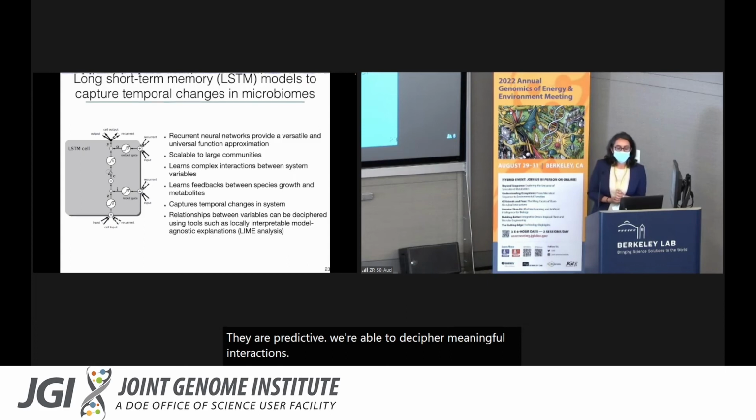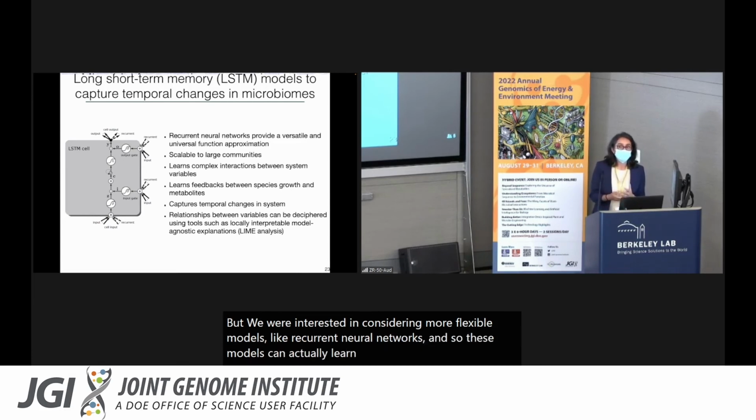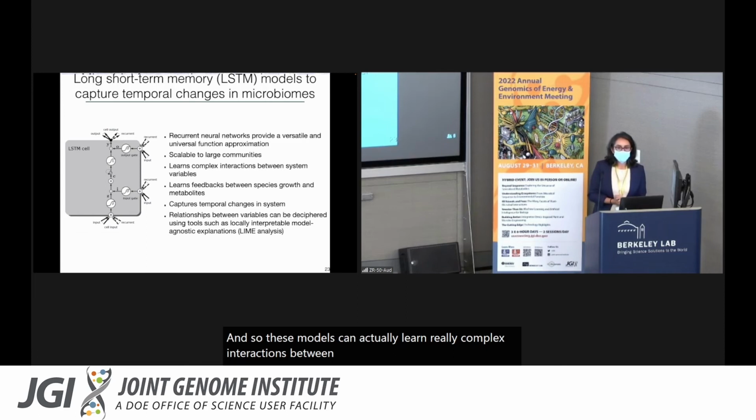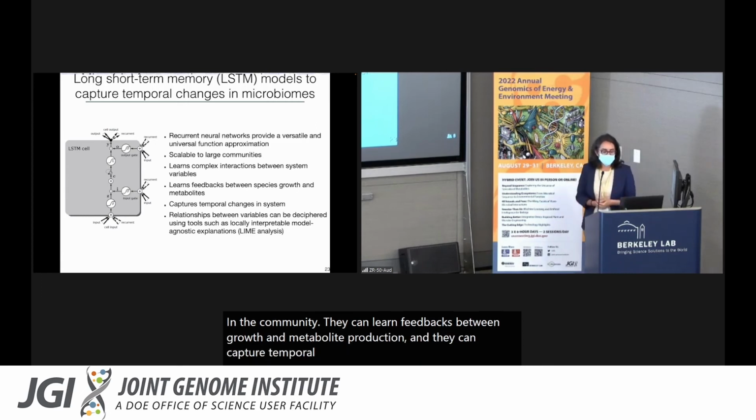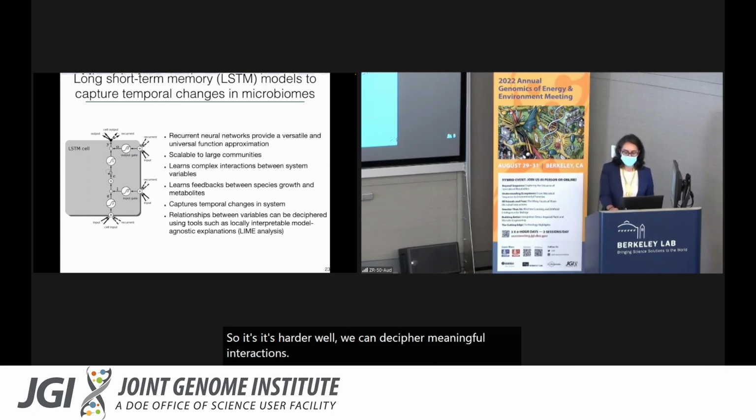But we were interested in considering more flexible models like recurrent neural networks. These models can learn really complex interactions between different species in the community. They can learn feedbacks between growth and metabolite production. And they can capture temporal changes in the system. We also have tools for interpretation. So it's harder, but we can decipher meaningful interactions in these models.